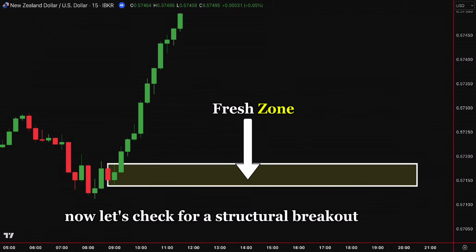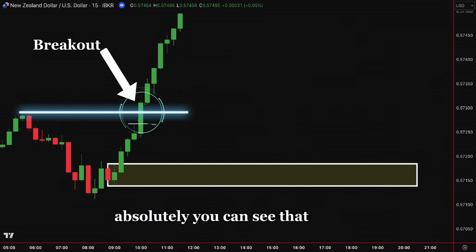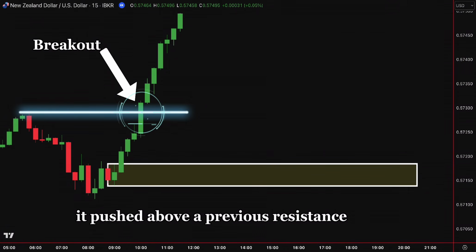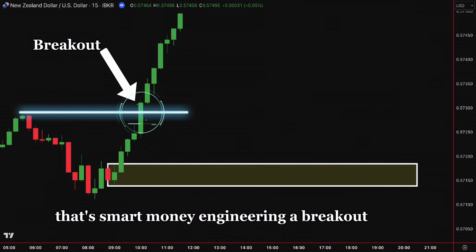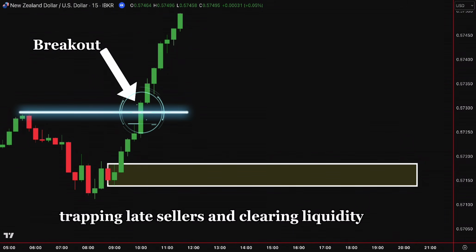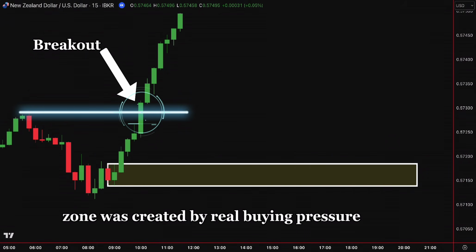Now, let's check for a structural breakout. Did price break through any significant level? Absolutely. You can see that it pushed above a previous resistance and printed new highs. That's not a random move. That's smart money engineering a breakout, trapping late sellers and clearing liquidity. It's another clue that this demand zone was created by real buying pressure.